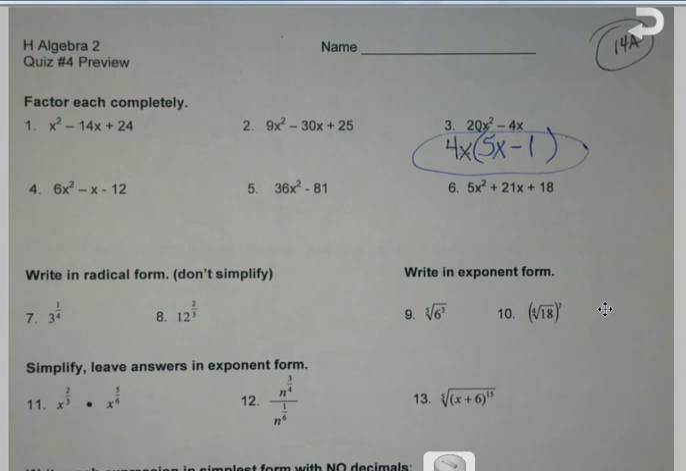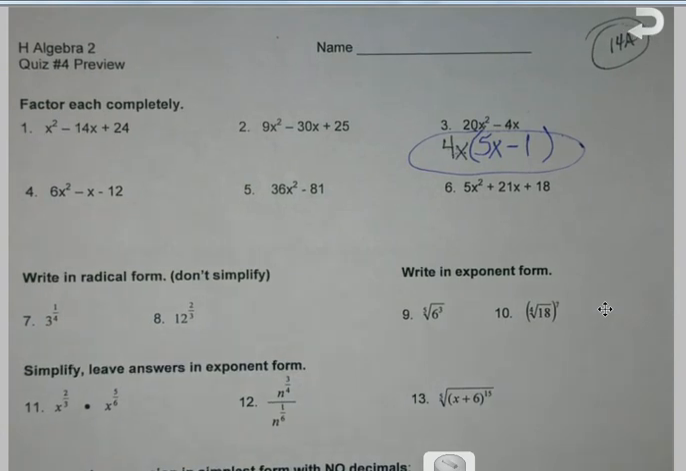Any others immediately come to mind? Because again, you know how I work with the quizzes. The previews will look just like the quiz. I'm just moving numbers around. So are there any others right away that you're seeing that are troublesome?